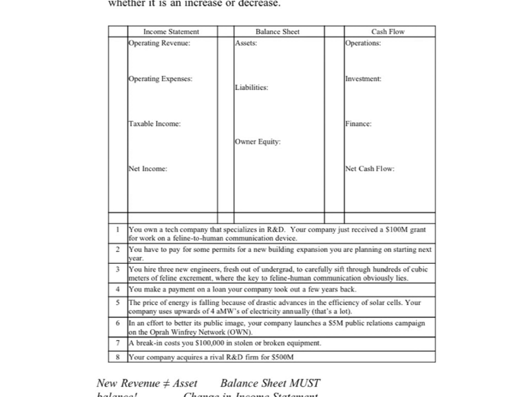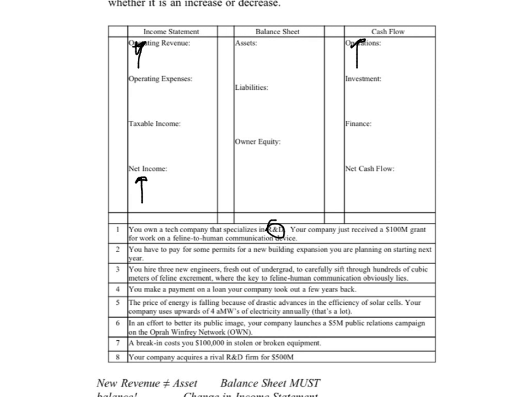Okay, here's another one of these essential question number ones for the fall of 2011. And yes, my TA does come up with some unusual stuff. First off, we've got a high-tech company that's specializing in R&D. The company received a $100 million grant to work on a feline-to-human communication device. Easiest way of thinking about this one is you've seen an increase in revenue, which causes an increase in net income, which causes an increase in cash from operations.